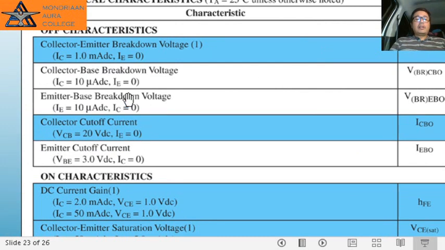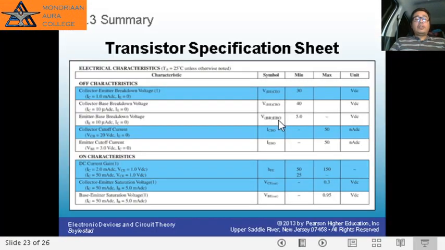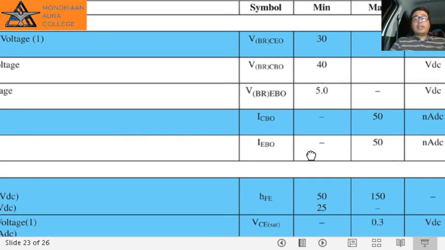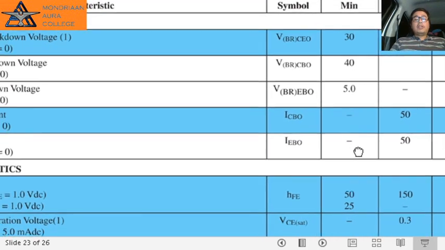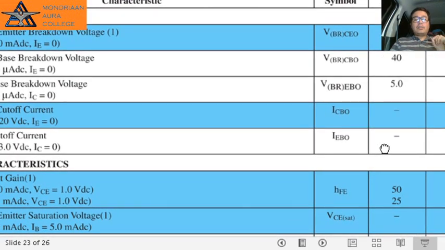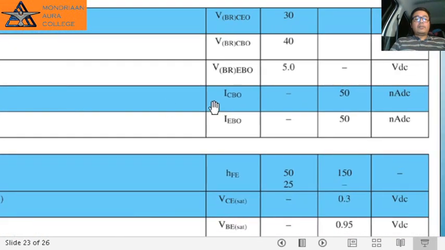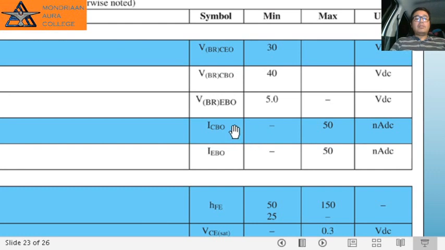The collector cutoff current, ito yung IC natin. Alam natin na kapag naka-off yung transistor, ibig sabihin, dapat walang kuryenteng dumadaloy. Pero in reality, merong maliit na kuryente na dumadaloy. That is the collector cutoff current or also known as ICBO. Alright? Ang maximum value daw nito ay 50 nanoampere. So maliit lang to, no? Kaya we can approximate this to be 0.